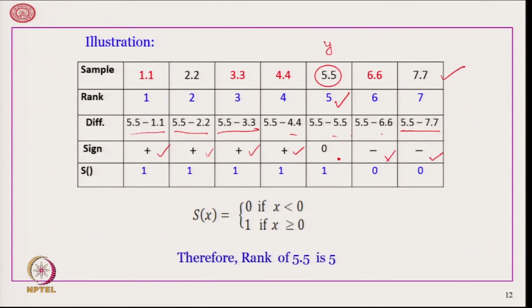Therefore, S values is 1, 1, 1, 1, 1 and 0 here. So, how many ones are there? There are 5 ones. Therefore, rank of 5.5 is equal to 5. That in any case we have tabulated here.